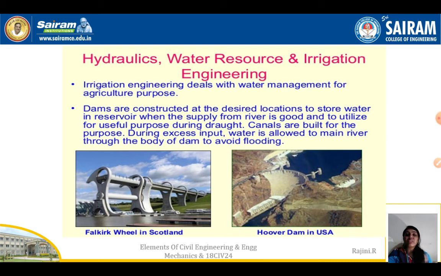As we all know, when the rain is more, what will happen? To store that rainwater we need one structure, and that is called a dam. In the dams, we are going to store the water throughout the year. We are going to utilize that water as we require, for example for drinking purposes, for industries, or for agriculture purposes.